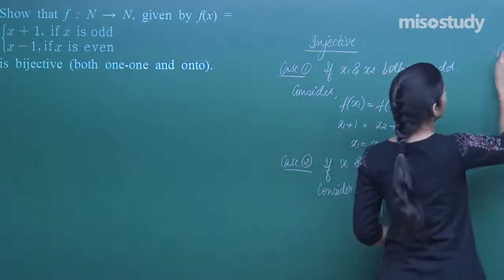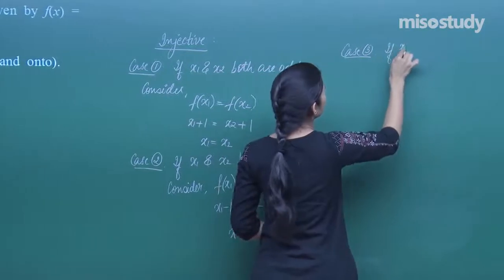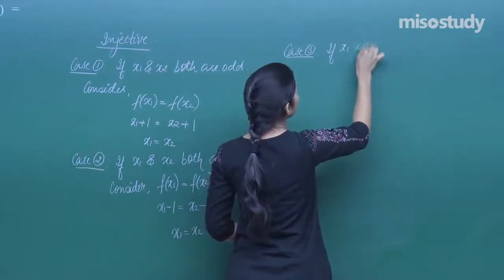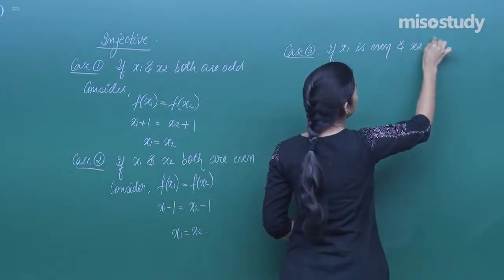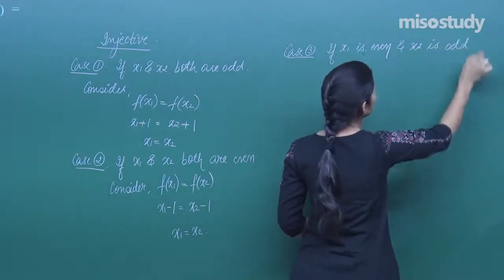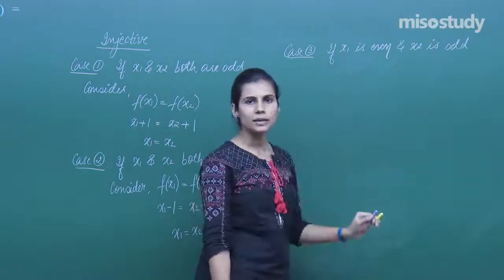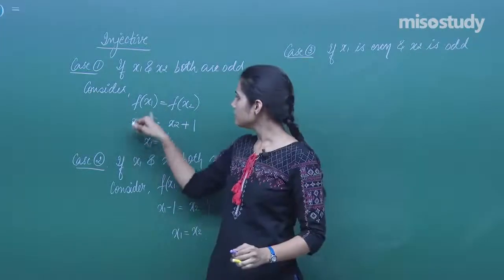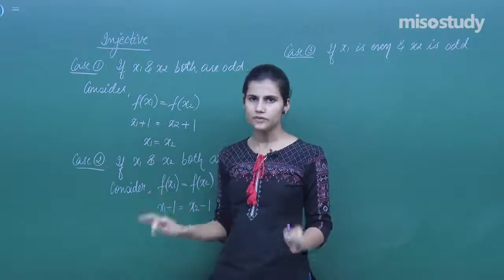Case 3. One is even, other is odd. Say x1 is even and x2 is odd. The moment I am saying x1 is even and x2 is odd, this means x1 and x2 clearly are not same. First of all, I have to consider fx1 equals fx2 and bring x1 equals x2. This shows f is 1, 1.